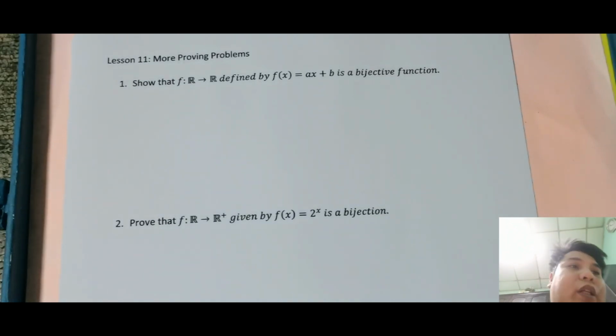Ito na yung lesson 11 na ating set theory. So more proving problems about function. So actually 5 lang to, pero siguro medyo mahaba na siya. Sufficient na siya or okay na siya para makuha natin lahat.